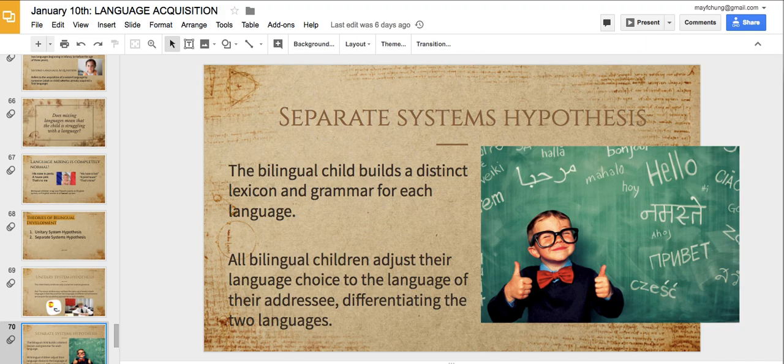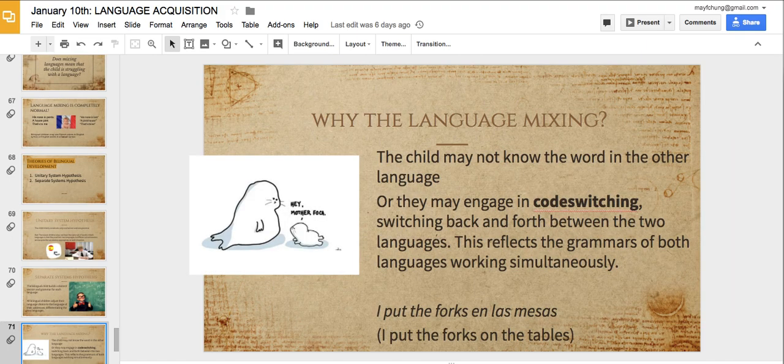And then there's the separate systems hypothesis, which posits that the bilingual child builds distinct lexicons and grammars for each language, and that children just automatically know which pathways to redirect the language. So, for example, they know that if a speaker is speaking Italian, they would automatically switch to Italian, or if the speaker is speaking Arabic, they automatically switch to Arabic, and so they can adjust their language choice to whatever the addressee is.